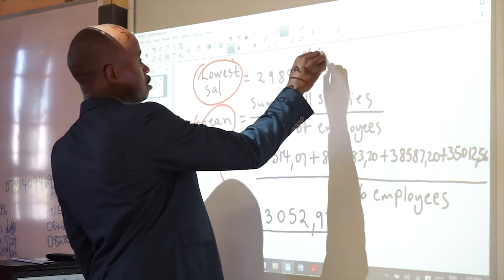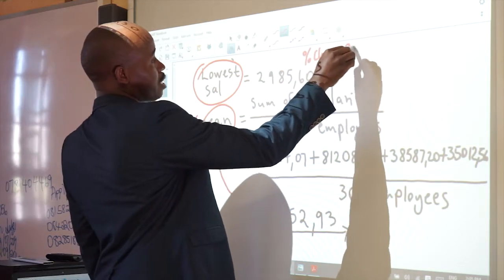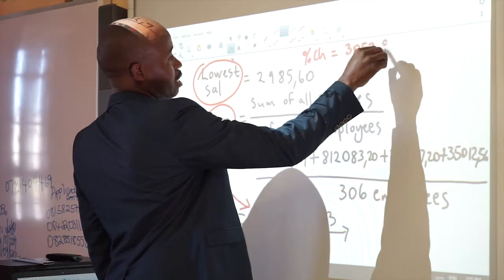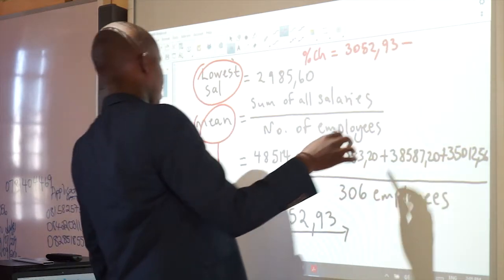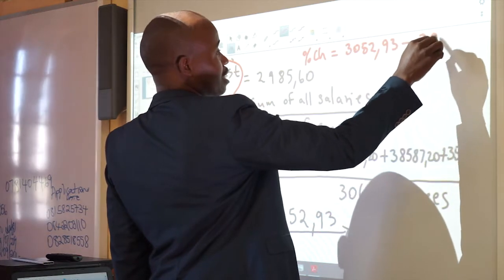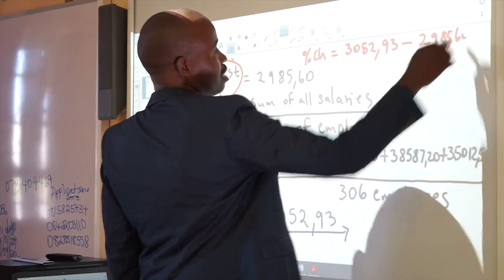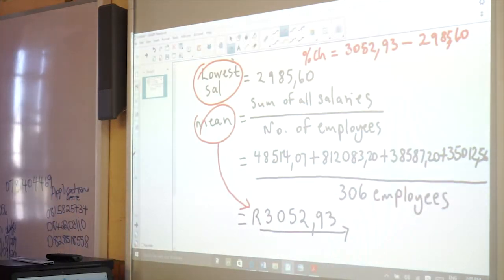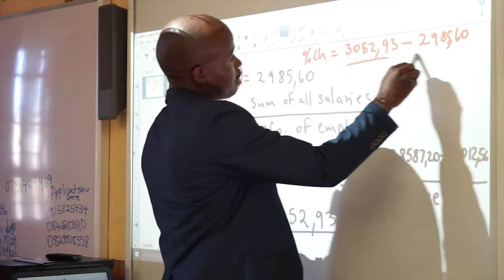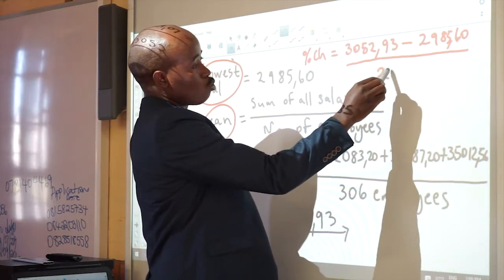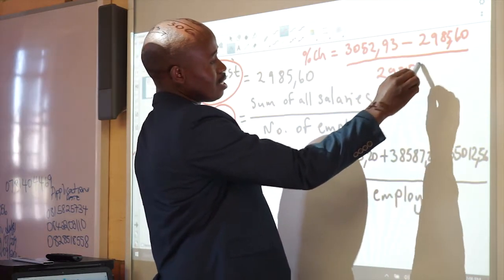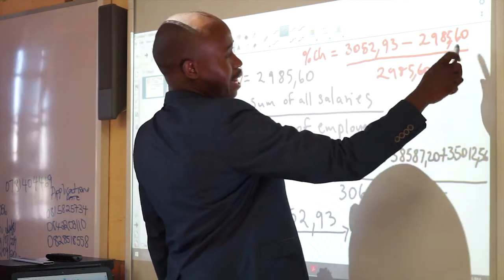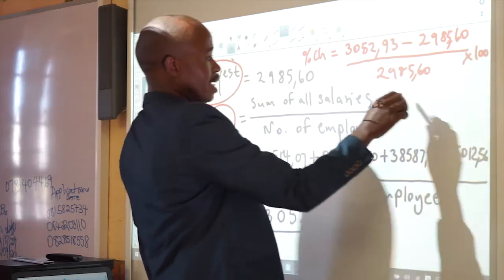Percentage change is equal to 3,052.93 minus the lowest salary, 2,985.60. This gives me a difference. But I don't want the difference, I want a percentage difference. So to get a percentage difference, what do I do? I will first have to divide by the lowest salary, 2,985 rand 60. Then multiply by 100, so I get a percentage.